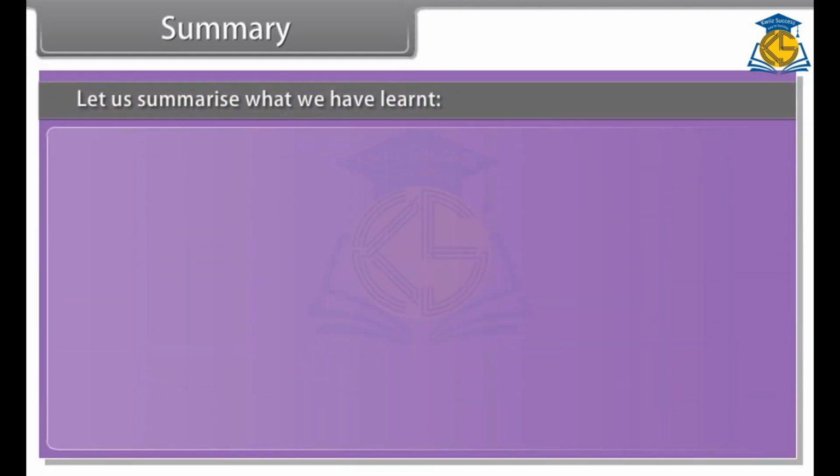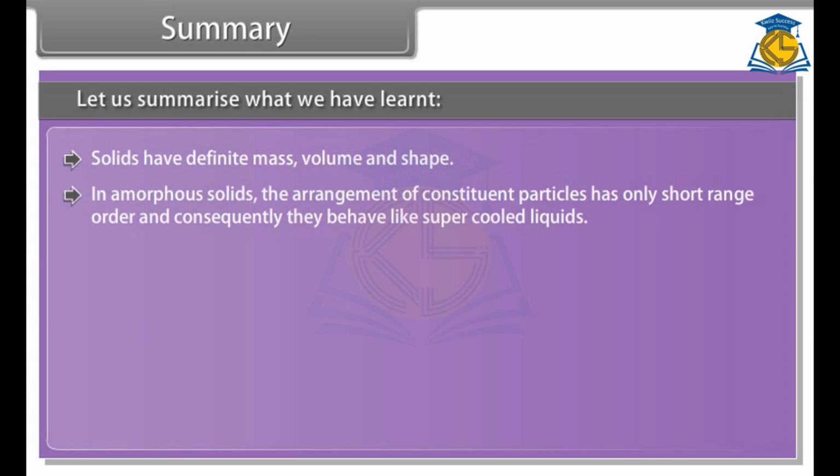Summary. Let us summarize what we have learned. Solids have definite mass, volume, and shape. In amorphous solids, the arrangement of constituent particles has only short-range order, and consequently they behave like supercooled liquids.